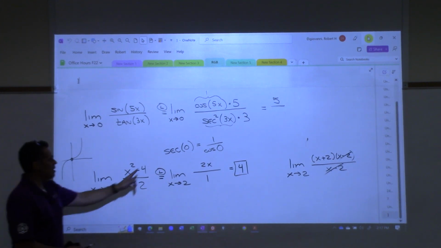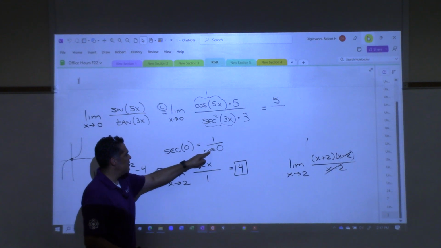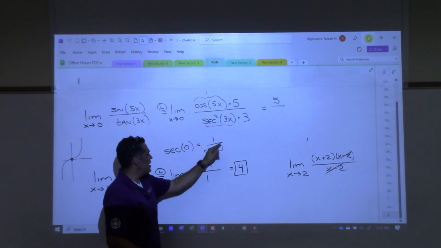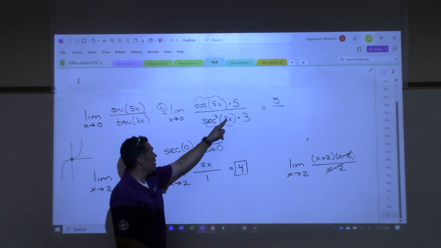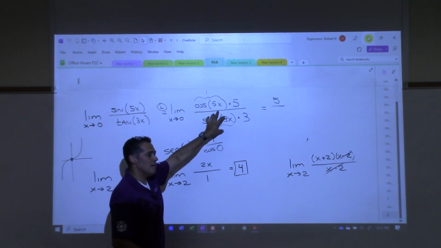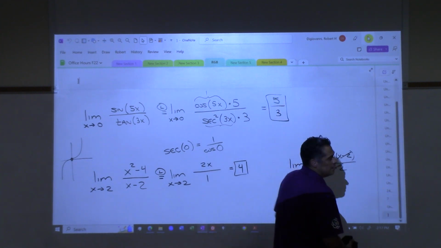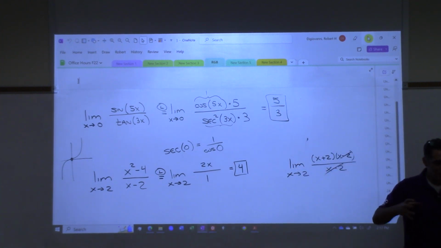Right? Secant of 0 is the same as 1 over cosine of 0. So when I put 0 in here, I get secant of 0, which is 1 over cosine of 0. That's 1 over 1. And then I square it. What's 1 squared? 1. So that's all a 1 right there, right? And 1 times 3 is 3. Wasn't that a lot better than ripping it all apart?